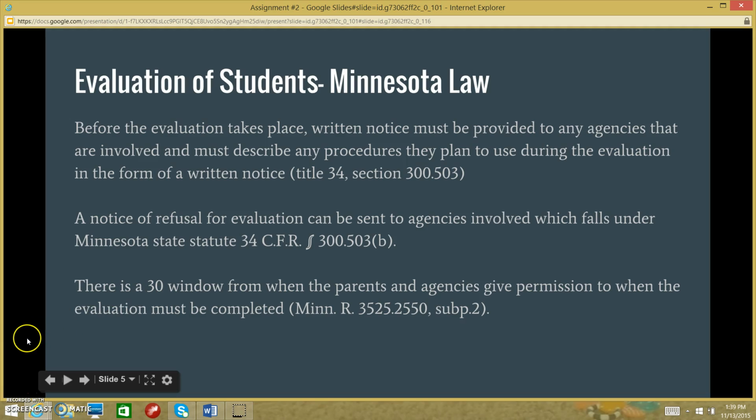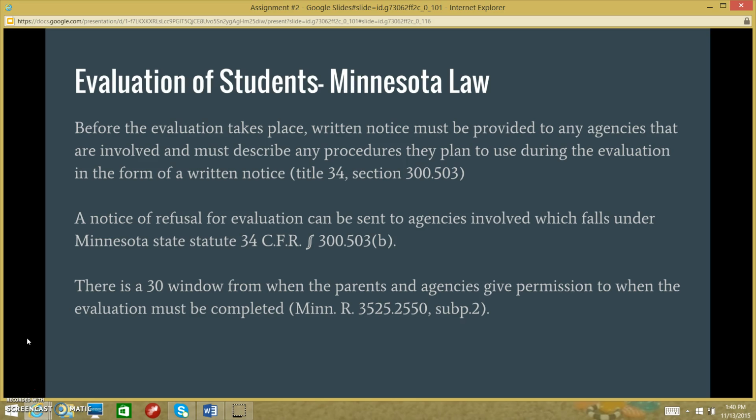Evaluation of students according to Minnesota law. Once a student has been identified, then you move on to the evaluation. Before the evaluation even begins, written notice must be provided to describe any procedures that are going to be used during the evaluation. A notice of refusal for evaluation can be sent by parents or other agencies if they do not wish for the evaluation to take place.